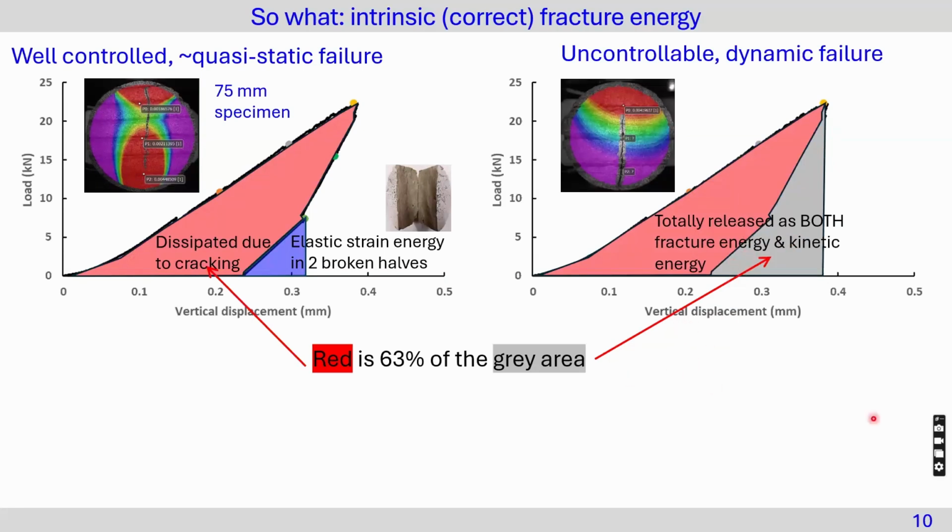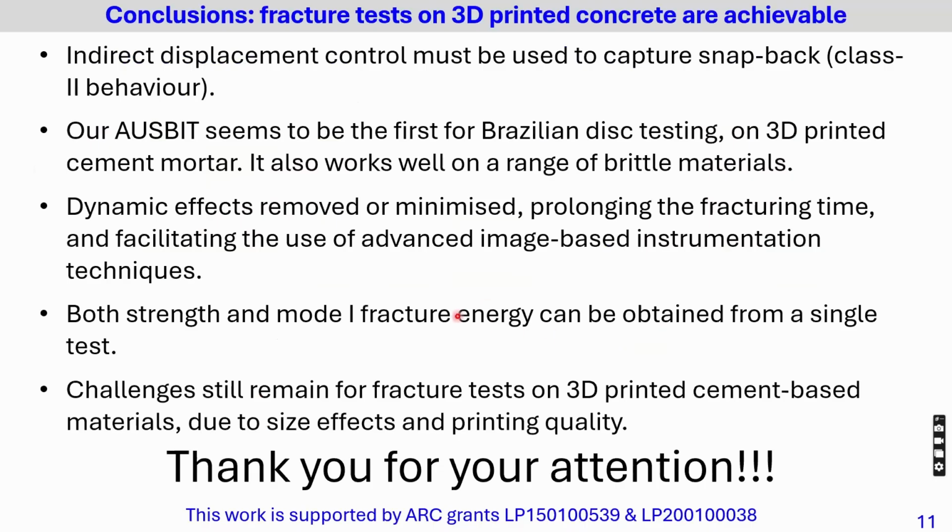So the off-speed control of 75 shows the actual fracture behavior and can estimate the fracture energy of this 3D print based specimen. In conclusion, indirect displacement control must be used to capture snapback, or what we call class 2 behavior. Moreover, our off-speed seems to be the first for Brazilian disc testing on 3D print cement mortar, and it also works really well with a range of brittle materials. Further, the off-speed is capable of removing or minimizing the dynamic effect of the Brazilian disc specimen, and it can prolong the fracture timing and facilitate the use of advanced image-based techniques, what we call DIC.